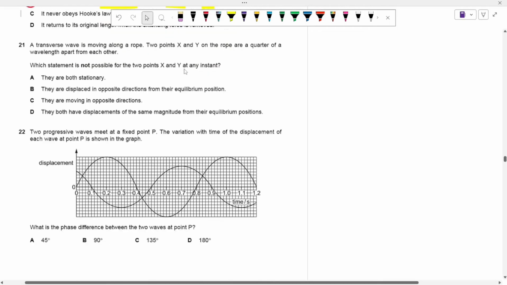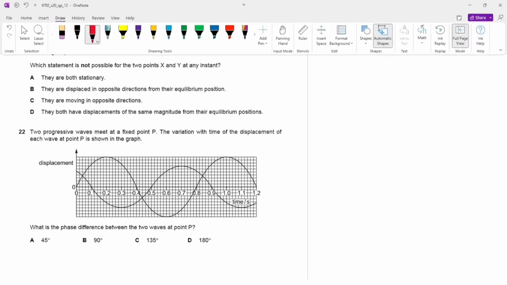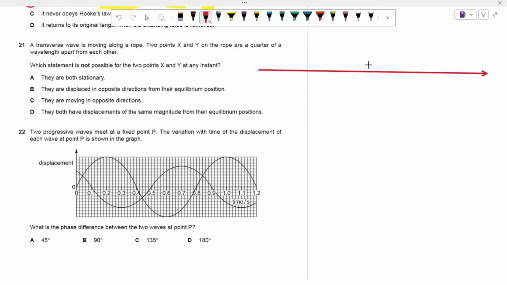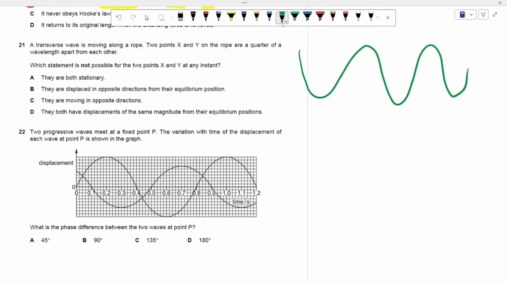Question 21. A stationary wave is moving along a rope. Two points x and y on a rope are a quarter of a wavelength apart from each other. Which statement is not possible for the two points x and y at any instant? So we have two points x and y, okay, like so. Then we have our little wave that is on this line like this, our stationary wave. And then we have two points which are a quarter of a wavelength apart. So x will be here, this is half, so y should be here. They're a quarter of a wavelength apart.